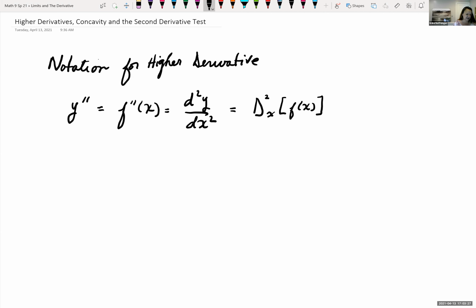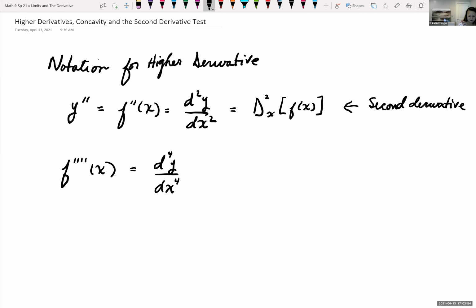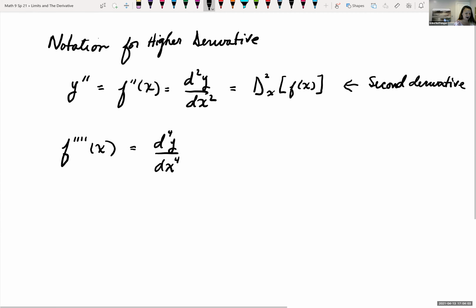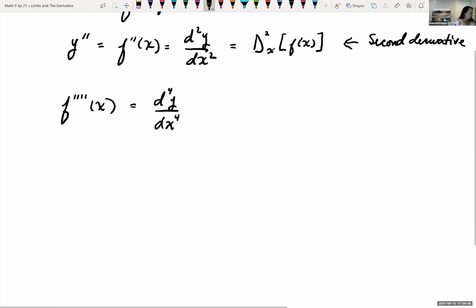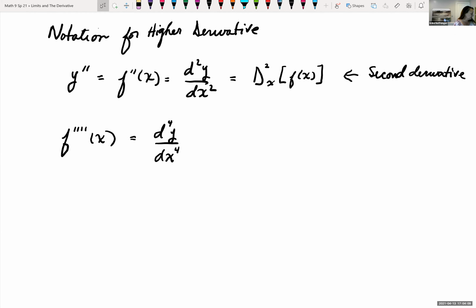We can go and extend this further. So this is for the second derivative. If I wanted to take the fourth derivative, I would have 4 primes in here of x, or d to the fourth y, dx to the fourth. Okay, so let's just start first by looking at higher derivatives, and then we'll go into the graphs and what that looks like. Let me pull up an example.